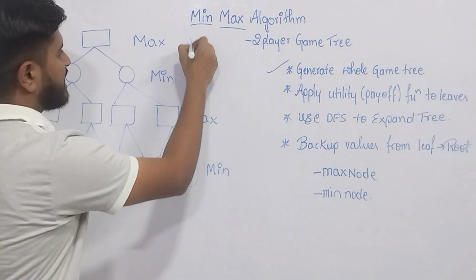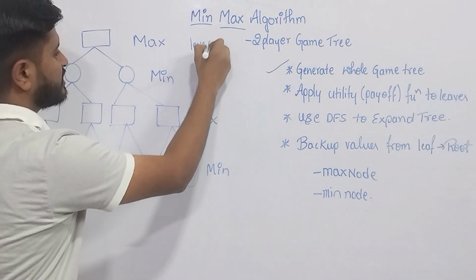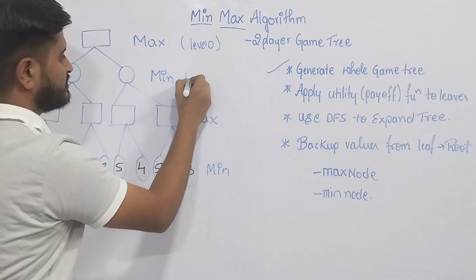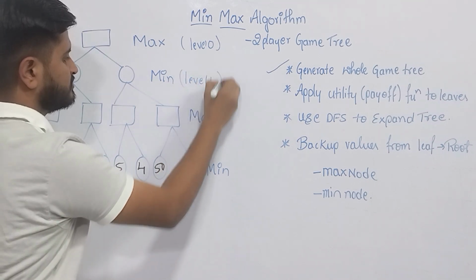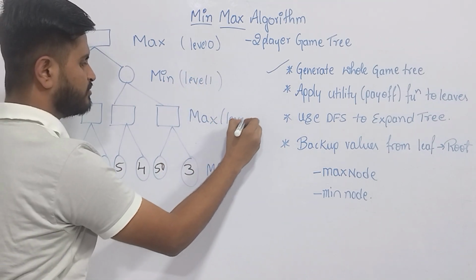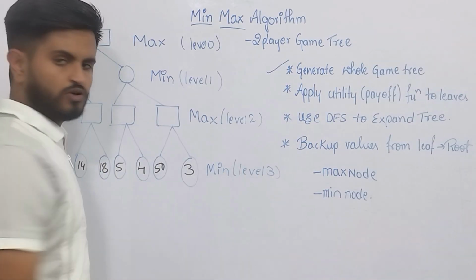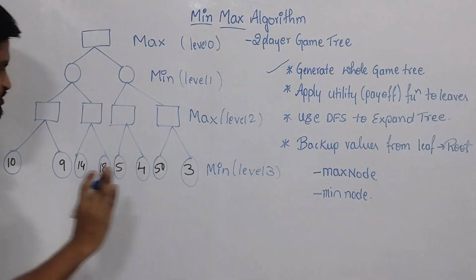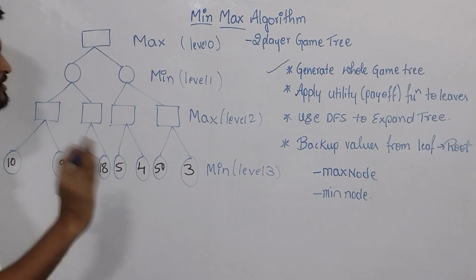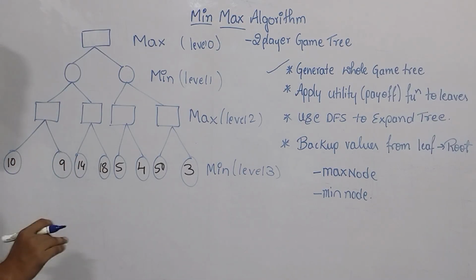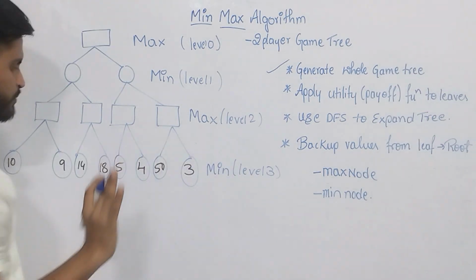Now mark the levels. This is level number 0. This is level number 1. This is level number 2. This is level number 3. So if you see, this is how to generate the two-player game tree.